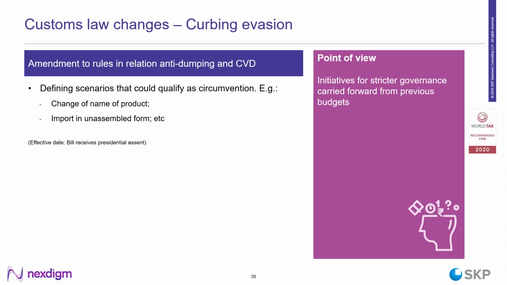Another measure to curb evasion of customs duty is to expand the reasons where the government can introduce anti-dumping duty on any commodity, where even criteria such as change in name of the product or imports happening in unassembled form just to evade imposition of anti-dumping duty are also now sought to be covered.